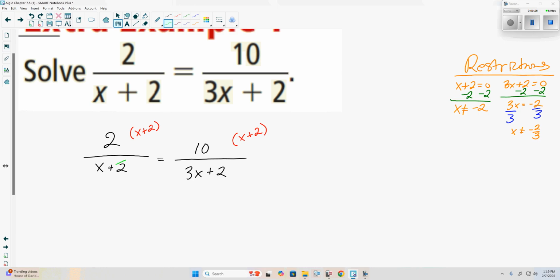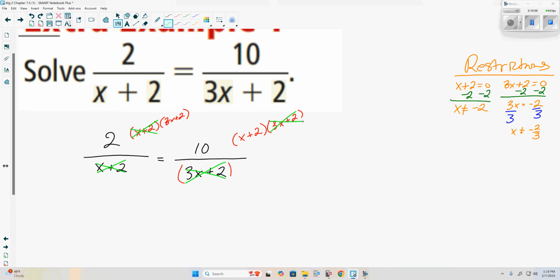on the left-hand side, this x plus 2 and this x plus 2 will go away. How about on the right-hand side? Well, no. 3x plus 2 and x plus 2 don't match up. So we're also going to need to multiply through by what? 3x plus 2. Now the 3x plus 2 and 3x plus 2 will cancel, because the least common denominator for this is x plus 2 times 3x plus 2. That's the least common denominator.